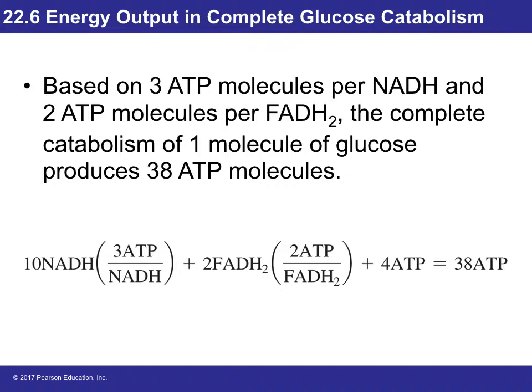Now this you should know, the fact that we consider that 3 ATP molecules are made by NADH and 2 ATP are made by FADH2. Remember, those are the intermediates that we had during the metabolism of glucose. So when you look at this equation, you have 10 NADH and 2 FADH2 and the 4 ATP we just counted earlier, meaning that the total will be 38 ATP.